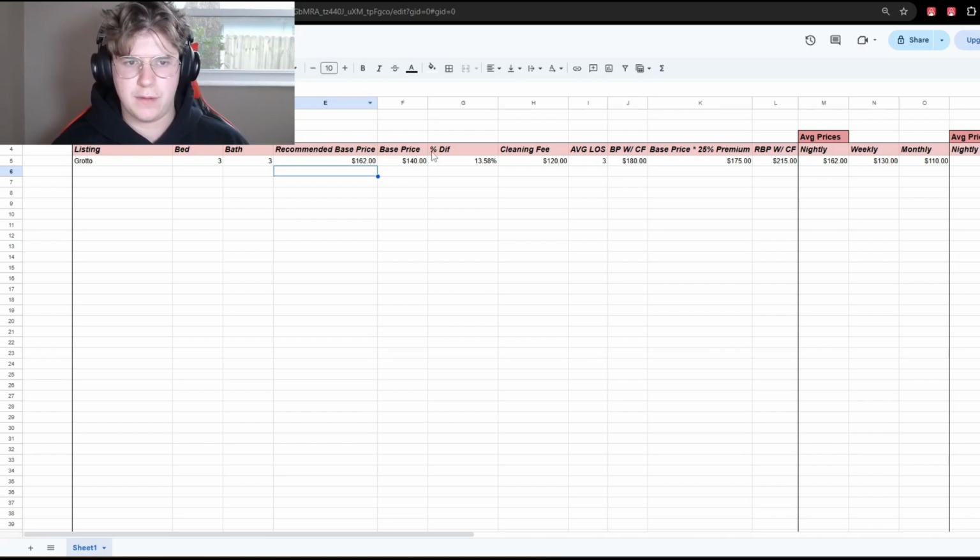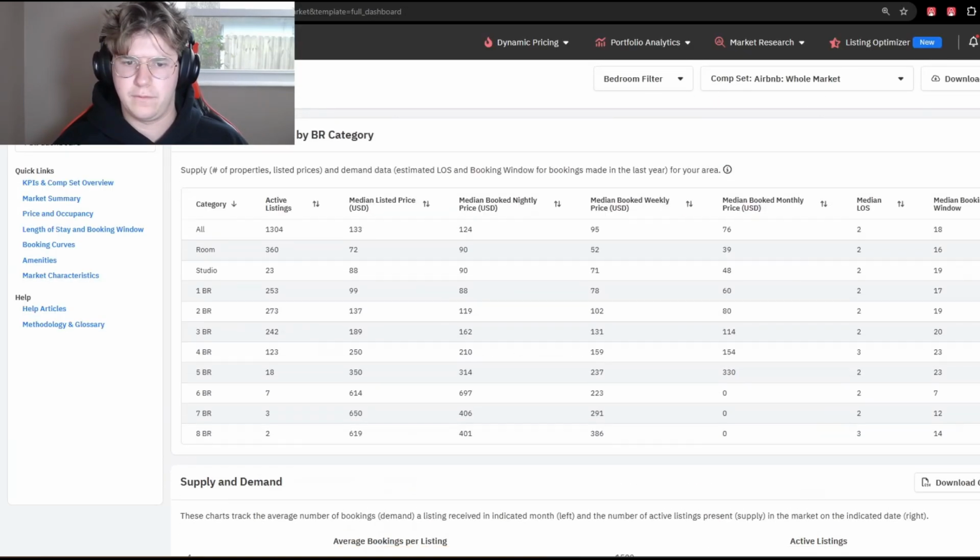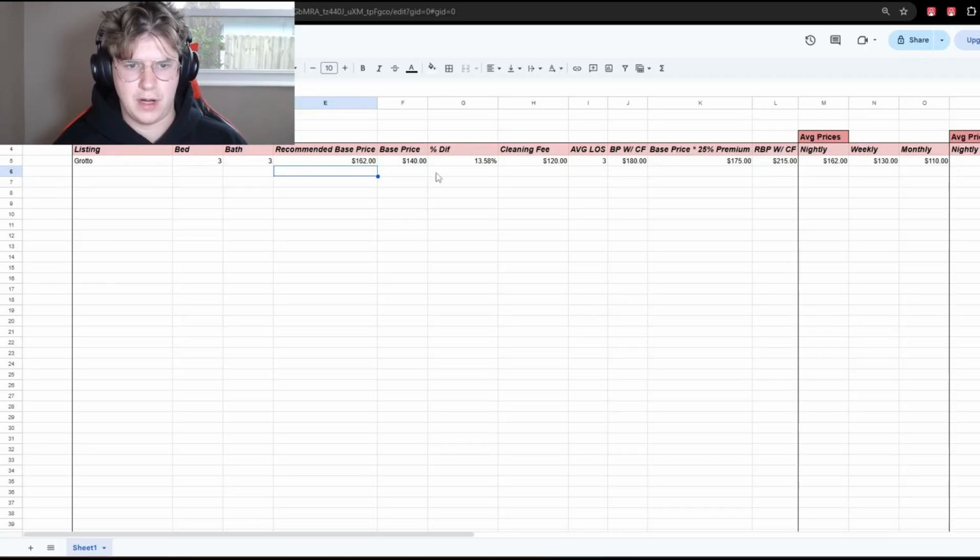So with this recommended base price, I like to use this PriceLabs market dashboard, right? Right here, boom. Okay, 3 bedroom, it's a median listed price, it's a median booked nightly price. So I like to start with the actual price that people are booking these size homes at. So I start at 162, and that's how we get a recommended price, my actual base price. So this is the base price depending on the actual listing, depending on the amenities, depending on where it's located, depending on a bunch of different factors. I set a price that I think would be good within PriceLabs dynamic pricing software.